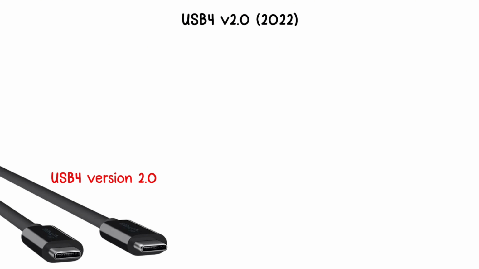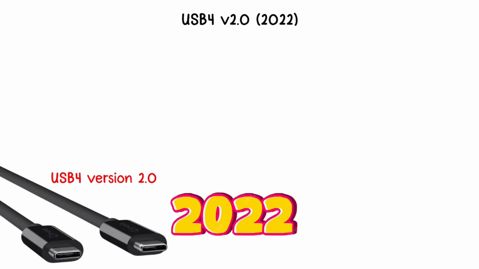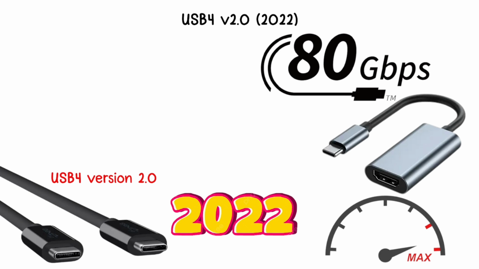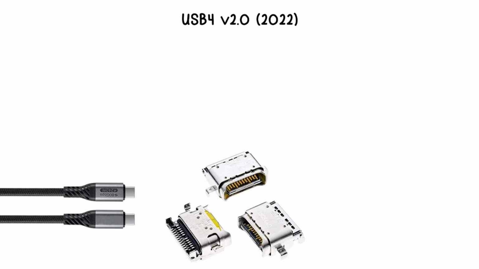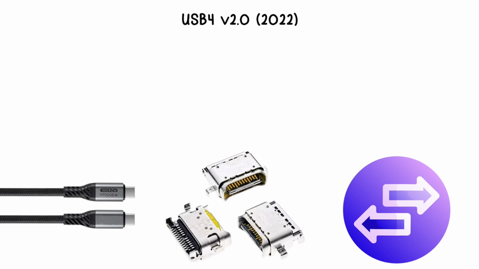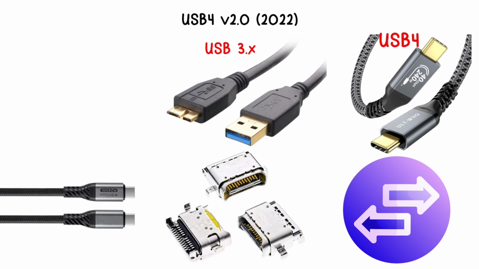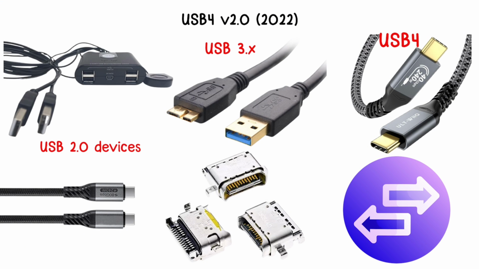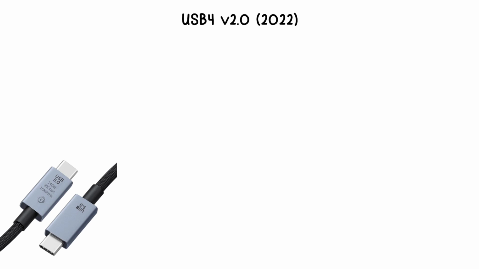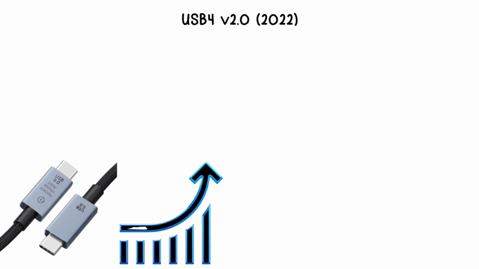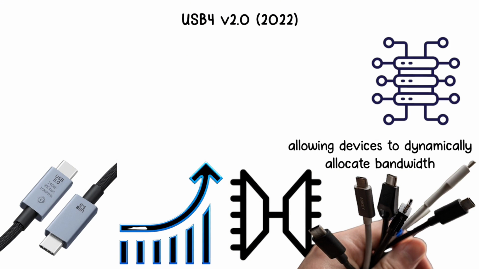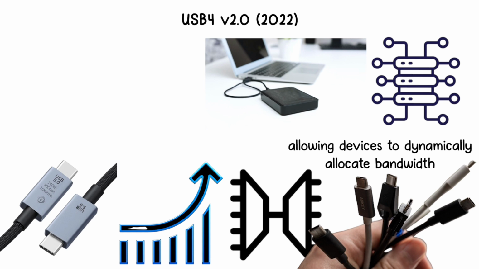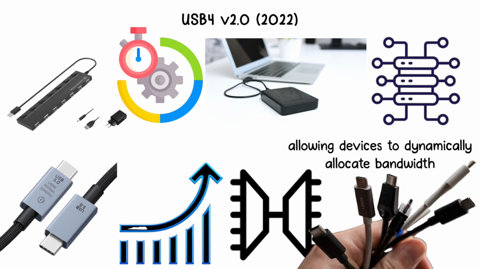USB 4 v 2.0, 2022. USB 4 version 2.0, released in 2022, doubles the maximum data transfer speed of USB 4 to 80 gigabits per second when using high-quality cables. This version continues to use USB-C connectors exclusively and maintains backward compatibility with USB 4, USB 3.x, and USB 2.0 devices. USB 4 v 2.0 improves data and video multiplexing, allowing devices to dynamically allocate bandwidth between multiple streams, such as external displays and storage, more efficiently than previous versions.